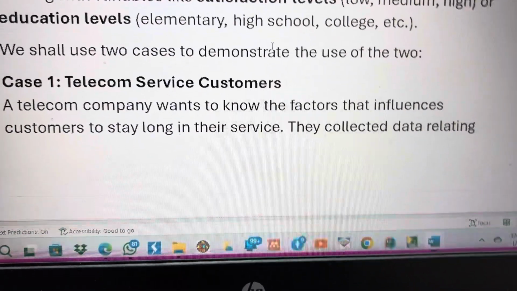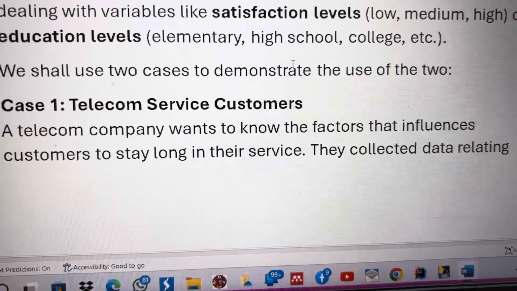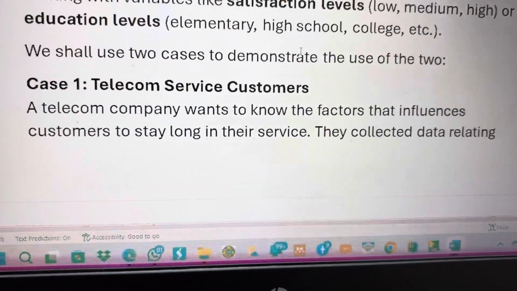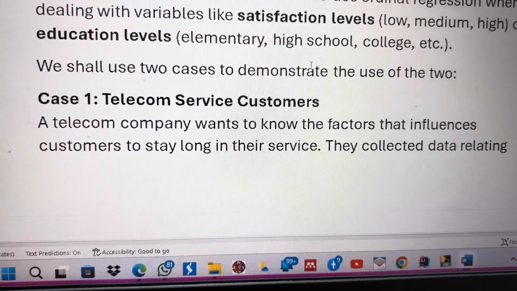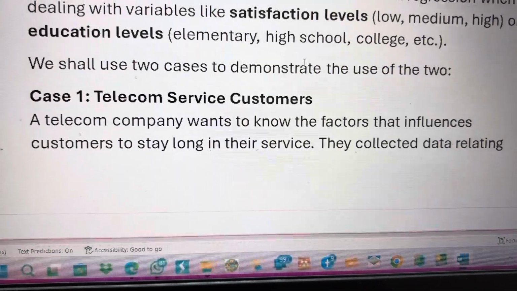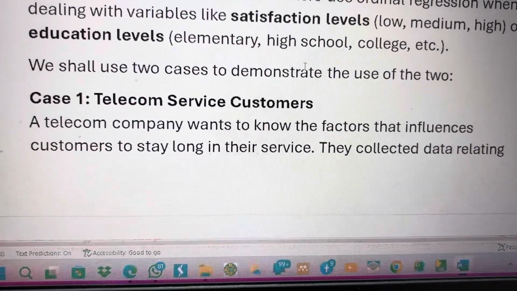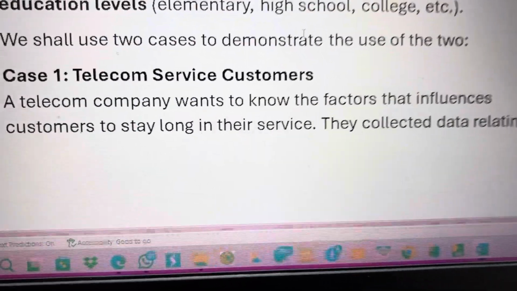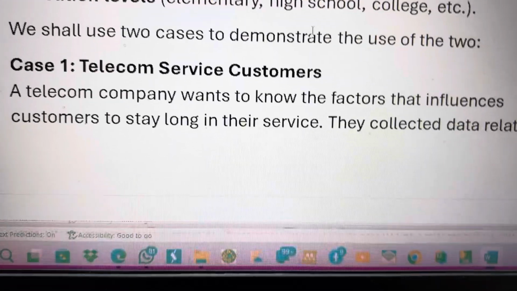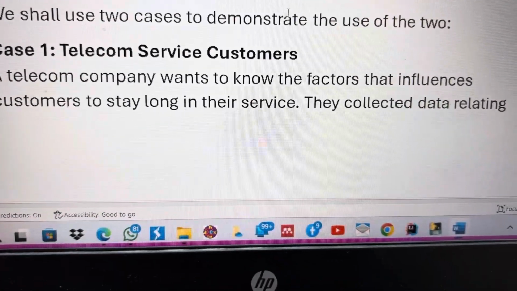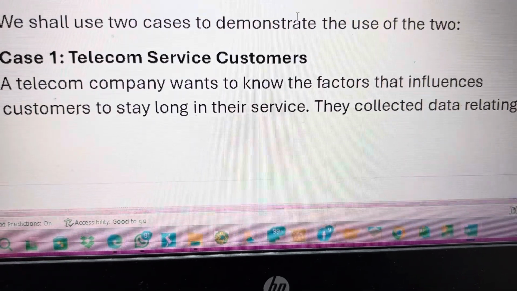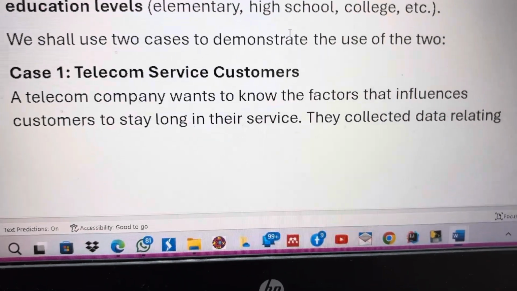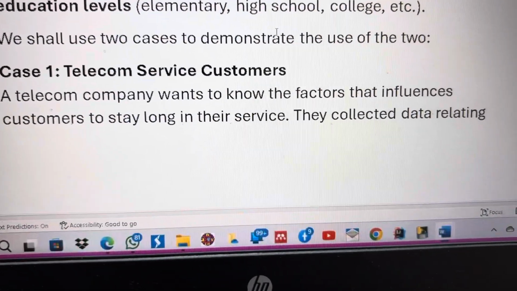We shall use two cases to demonstrate the use of the two. Case 1, we are going to use the case of telecom service customers to demonstrate the use and understanding of the Logit, that is the logistic regression itself, the one that uses binary. Now let's go. Case 1, telecom service customers. A telecom company wants to know the factors that influence customers to stay long in their service.